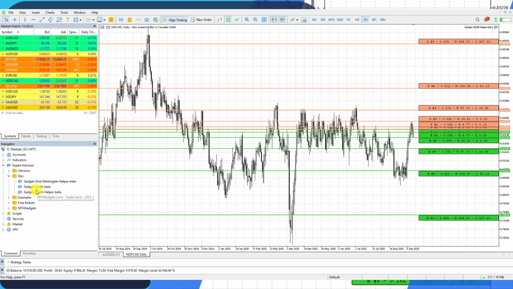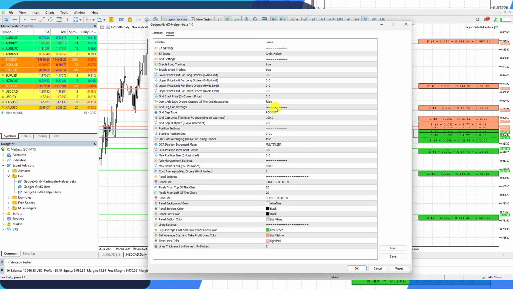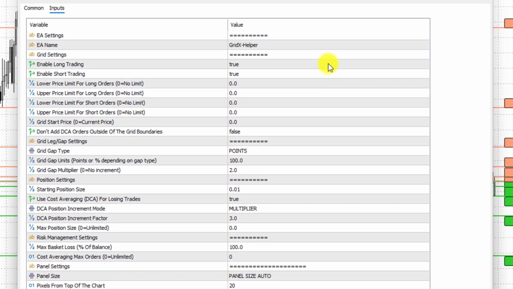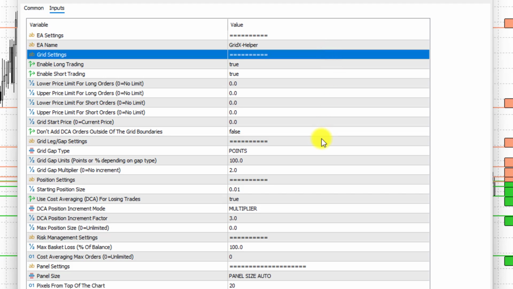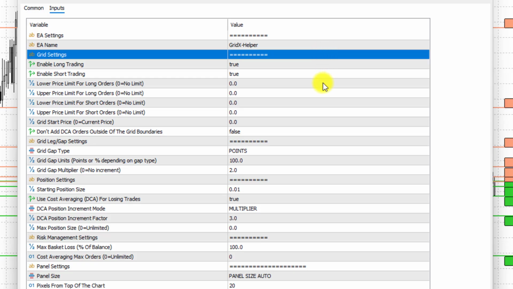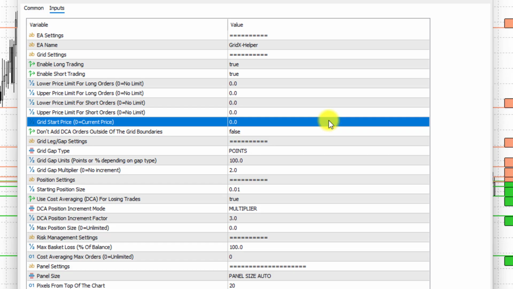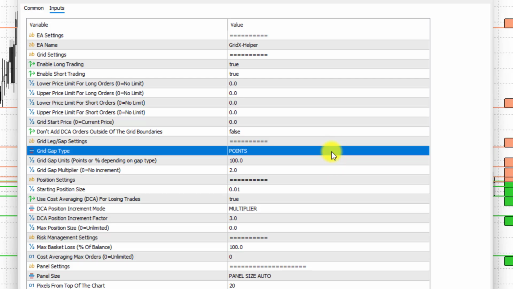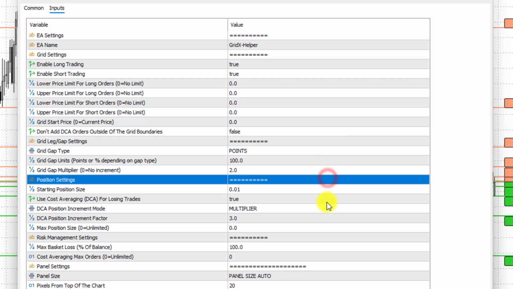GridX is very simple to use. Once you attach it to a MT5 chart, the inputs will come up. You can choose the same settings you would set in GridX, for example, long only, short only, or both. You can set where to start the grid, at current price, which is default, or a different price. You then set leg or gap, position sizing, and some risk management settings.